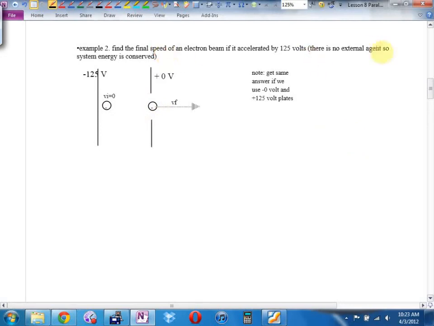It says there is no external agent, so system energy is conserved. Oh, energy is conserved? This was like a job for kinetic energy initial, potential energy initial, equals kinetic energy final, plus potential energy final. Are any of these 0? Are we starting at rest? I think so. And we're going to fall.